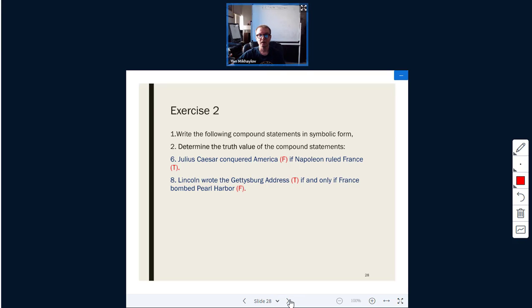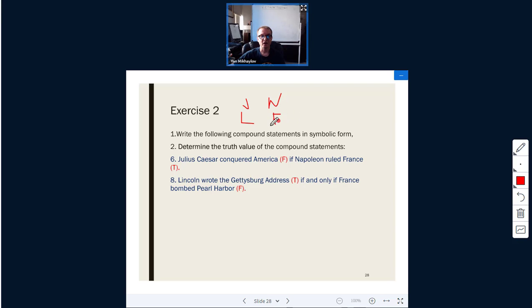Okay, let's do another exercise. This one will be a little more difficult because you're going to need to remember the rules from last session. And if you do remember the rules from the last session, you should be able to determine the true values here. But I will also want you to write me notation. So let's say that Julius Caesar is J. Let's say that Napoleon ruled France is N. So Julius Caesar conquered America is J. Napoleon ruled France is N. Lincoln wrote Gettysburg Address is L. And France bombed Pearl Harbor is F.